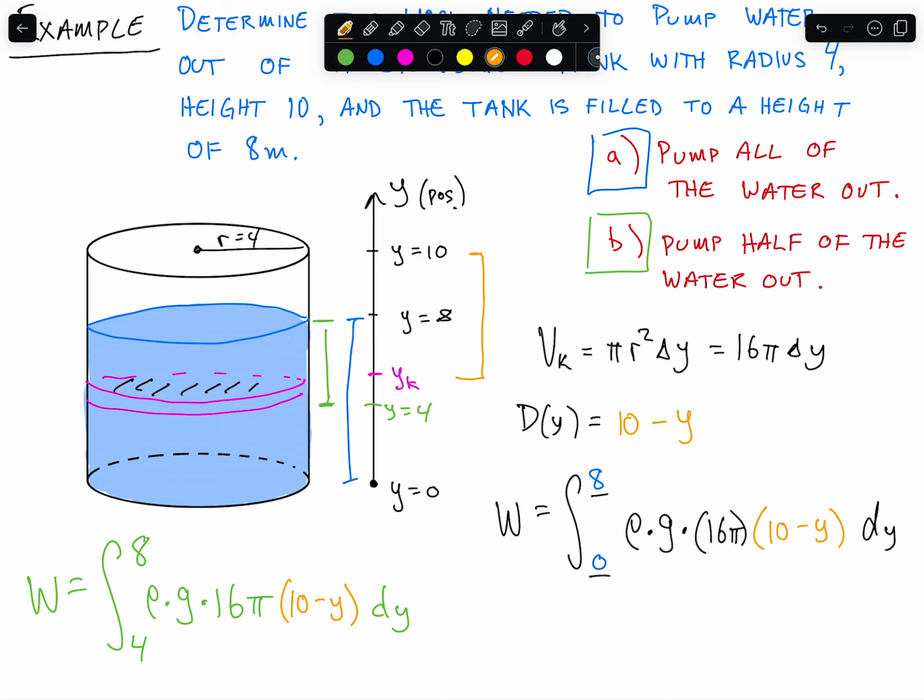So the way that our limits of integration are different is we need to think about that the top half is the half that's going out first. So the top half is taken out first, so our top half is represented by y equals 4 up to y equals 8, whereas the entire tank being emptied is from 0 all the way to 8. I hope this helps a little bit with giving you some alternative ways that we could set up a coordinate system for dealing with pump problems.